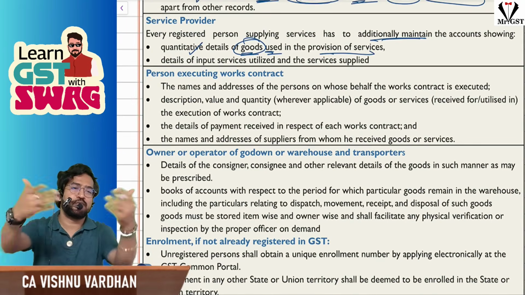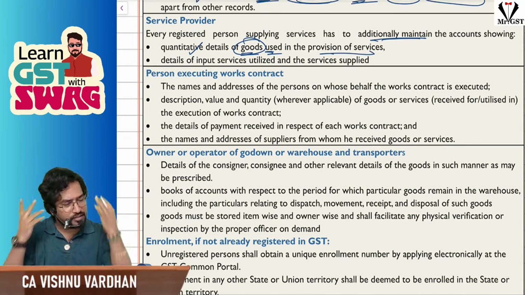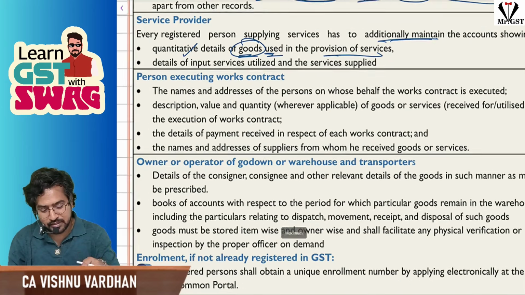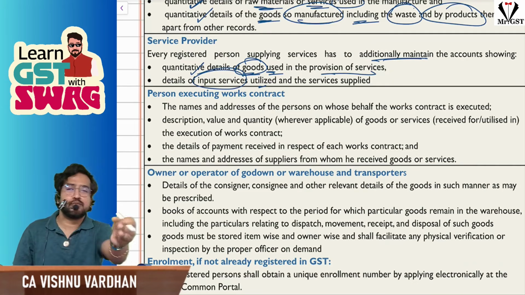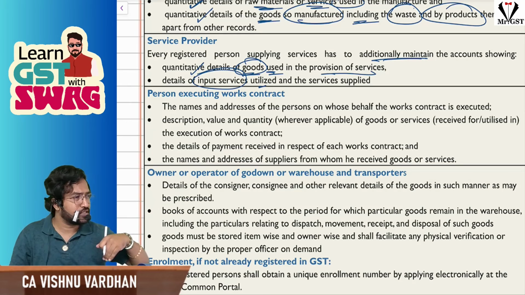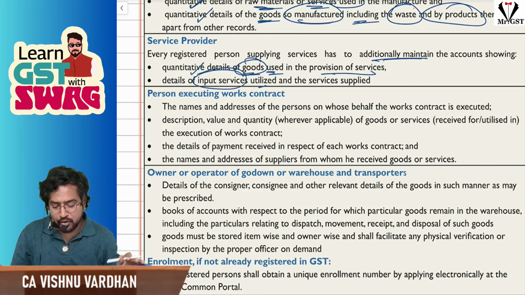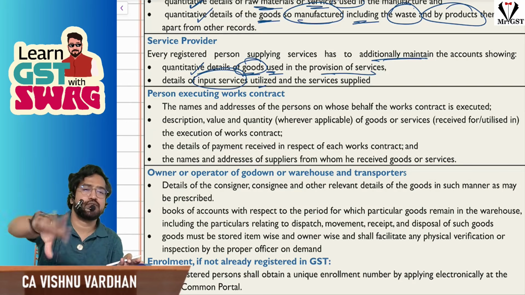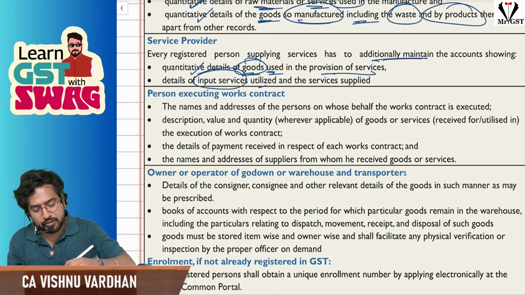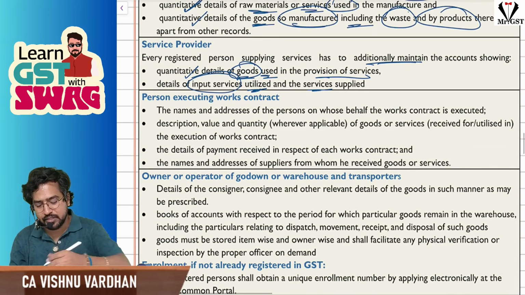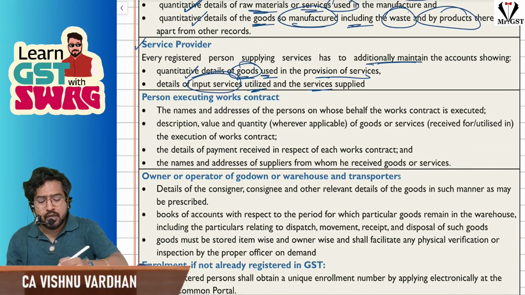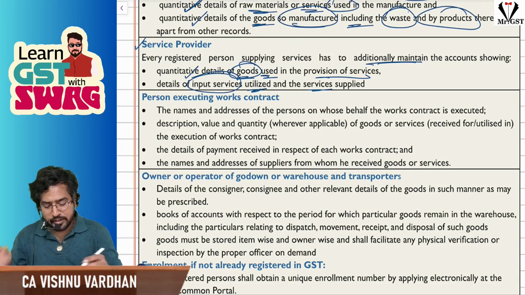You are a faculty providing classes, and books are issued. That also you can tell. Now, details of input services utilized. I might have got the books printed from a printer, that is an input service. Or for providing recorded backup, I am using some software, that software service. So whatever the input services utilized and the services supplied, those details, as a service provider, I should maintain. Next, what is the next one?